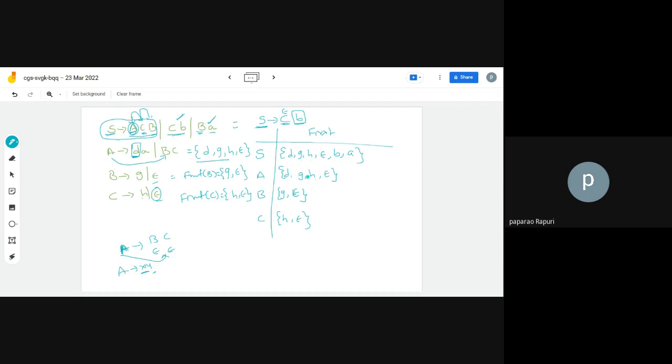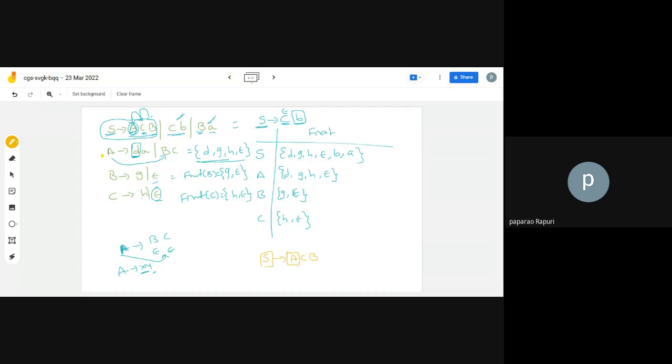D, G, H, epsilon for A, it is written here, and for B, G comma epsilon, and for C, H comma epsilon. So once again I will explain, sir. Here we are having S derives A C B. So from this, first of S, we need to find first of A.